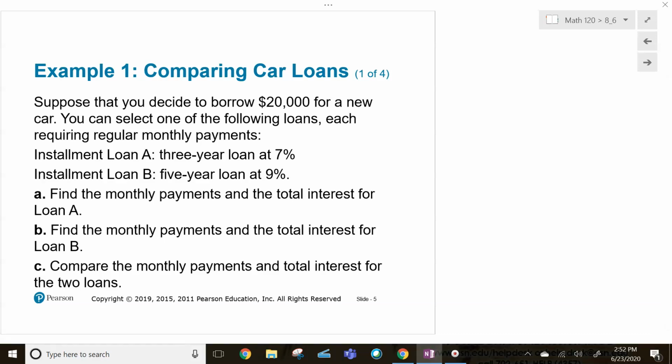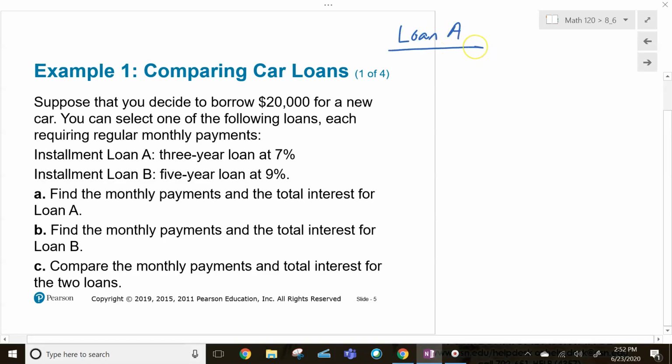All right, suppose you decide to borrow $20,000 for a new car, and you have these two options for loans. Loan A could be a 3-year loan at 7%. The other option is a 5-year loan at 9%. Part A, we're going to find the monthly payments and the total interest for each loan, and then compare the two. Okay. So let's do loan A first.